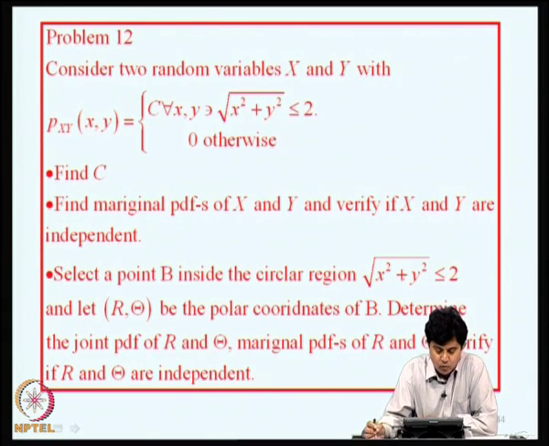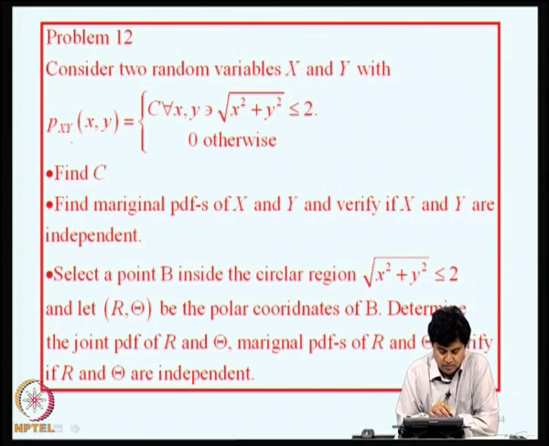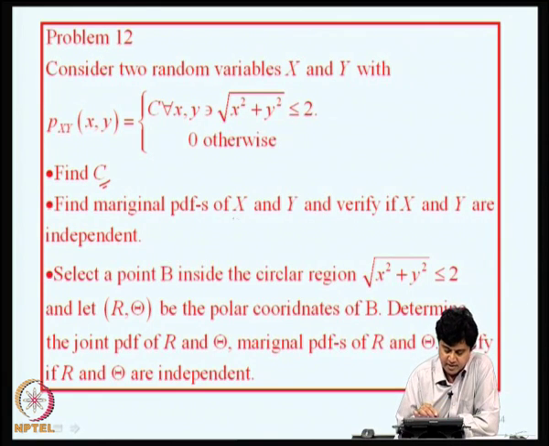Now, let us consider two random variables x and y. The probability density function is a constant wherever x and y lie within a circle, that is square root of x square plus y square is less than or equal to 2, otherwise it is 0. So, the problem on hand consists of finding this constant c, then finding the marginal probability density functions of x and y, and verifying if x and y are independent.